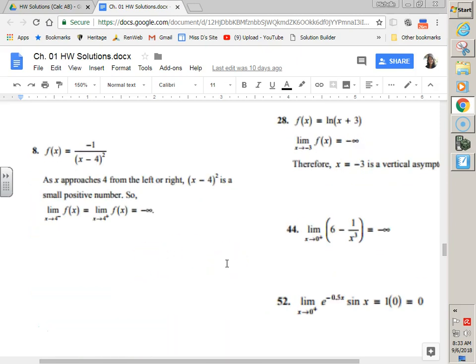Number 8. What? They both agree. Shouldn't you know that from the basic graph? Doesn't a 1 over x squared always agree? Wait a minute. Hold on. That's going up. This one says the answer is negative infinity. What made it different?